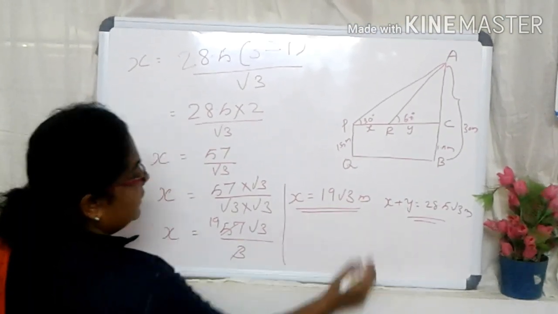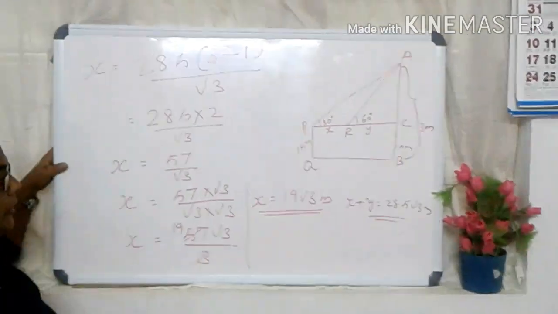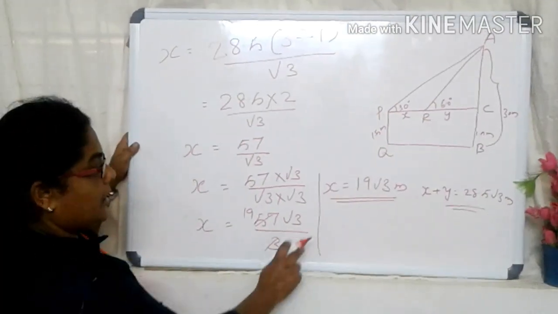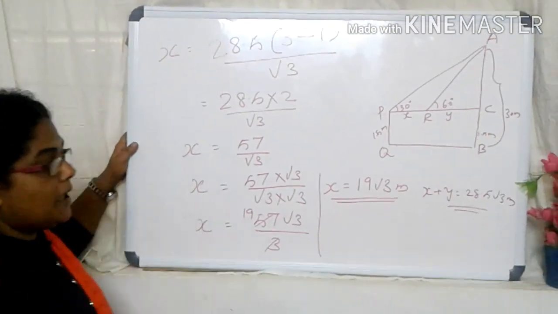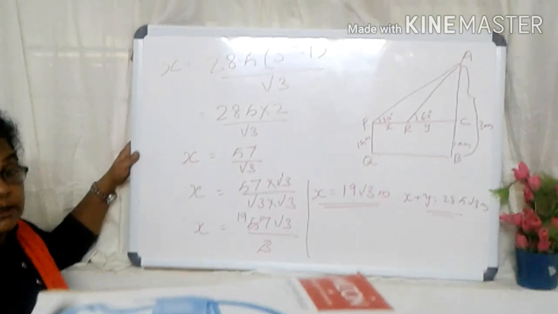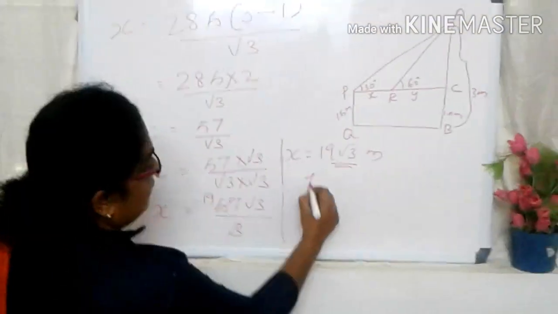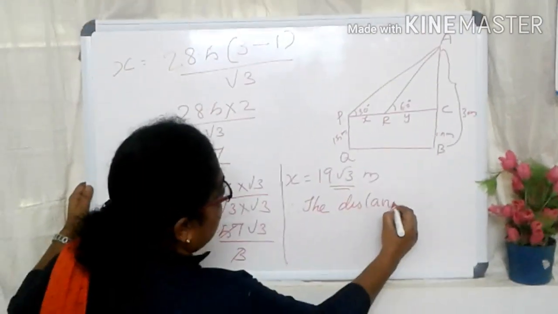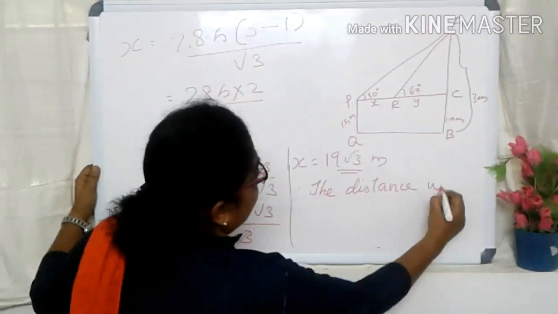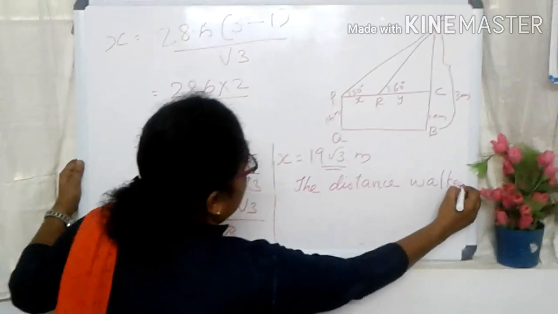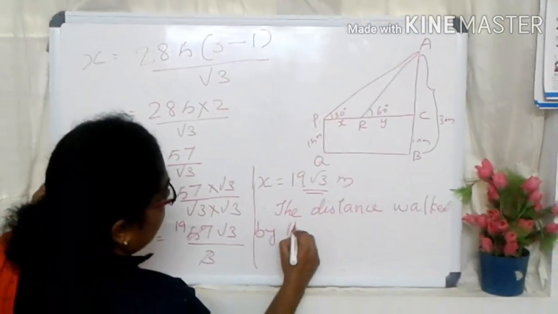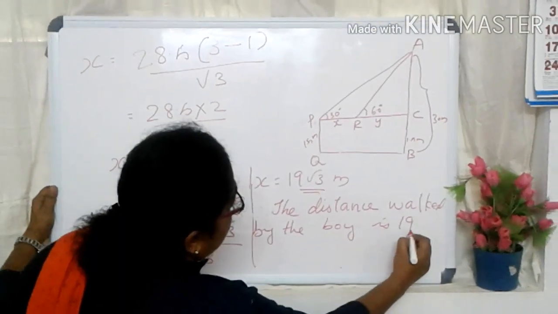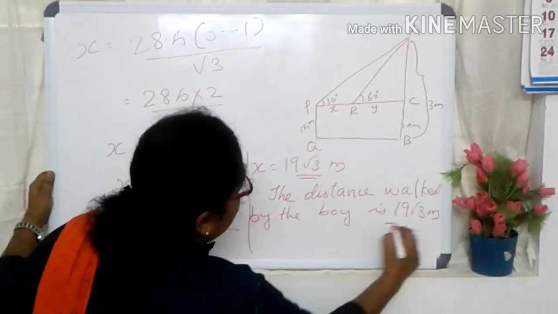Either we can stop the answer here or we can substitute the value of root 3. Root 3 is equal to 1.732, and multiplying we can get the answer. Therefore, we have to write the answer. The question asked, what is the distance moved by the boy? Therefore, the distance walked by the boy is 19 root 3 meters.